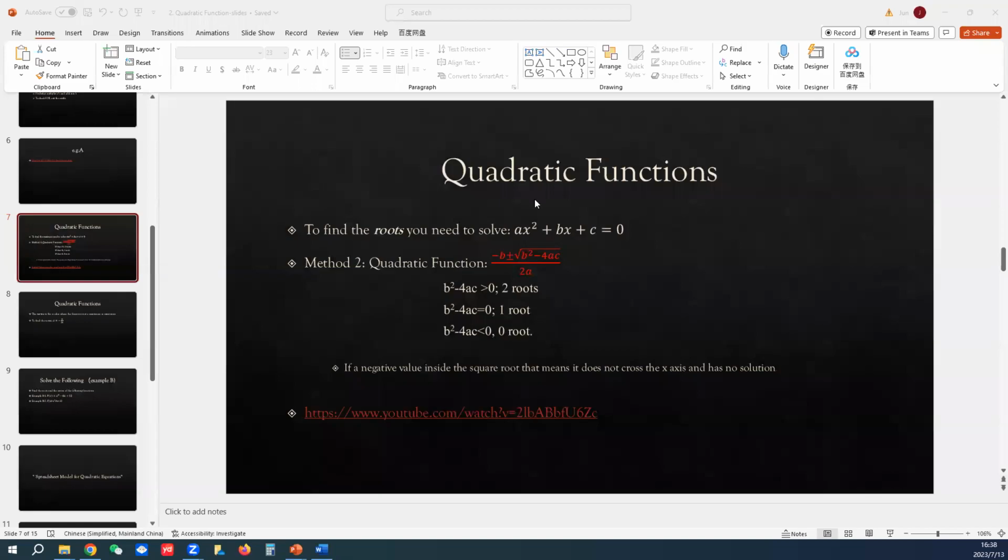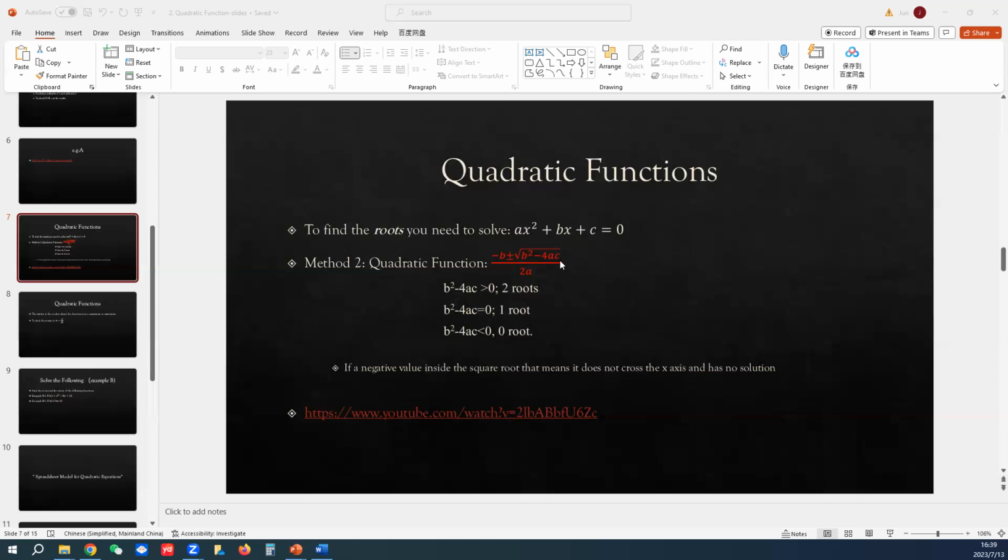Another method that can be used to solve quadratic functions, to solve the roots of quadratic functions, is referred to as the formula method, which is method 2. Okay, so you're going to be invoking this formula. Possibly you're very familiar with that, which is minus b plus minus square root of b squared minus 4ac over 2a.